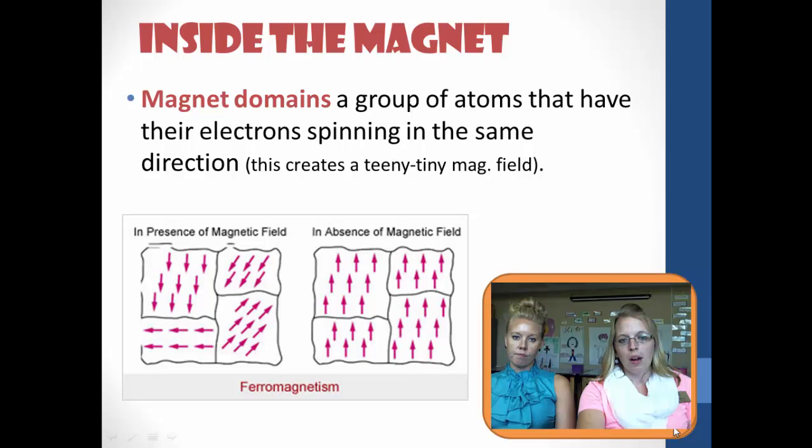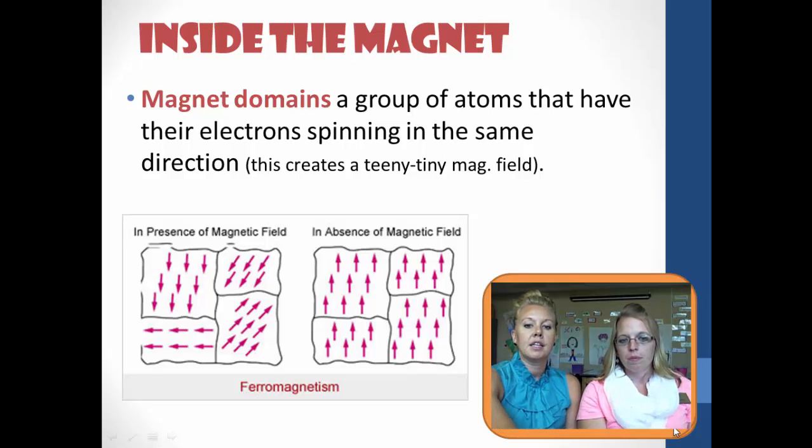Now look at the one on the right. All 4 domains, the arrows are pointing up. So that happens to be that all 4 domains, the electrons are spinning in the same direction, creating a pretty strong magnet. So these magnets that we're playing with here, all their domains must be pointing in a similar direction. Occasionally you might have one wonky, but the rest overpower it.